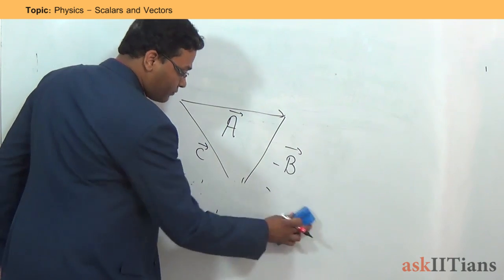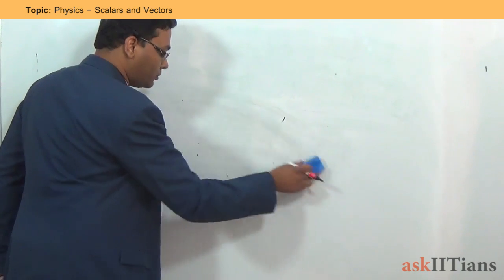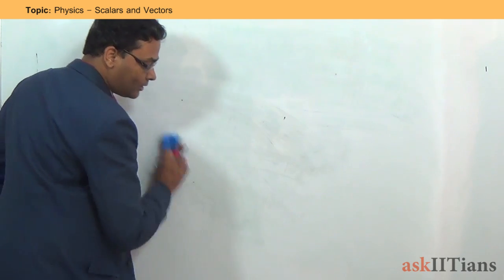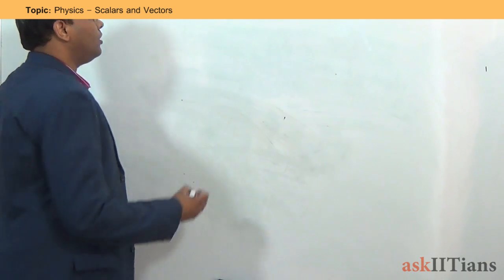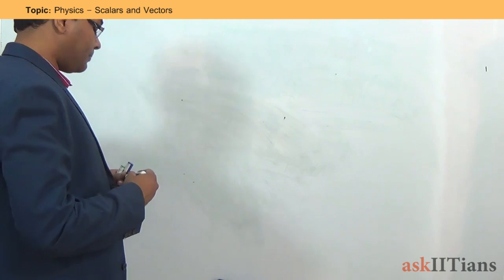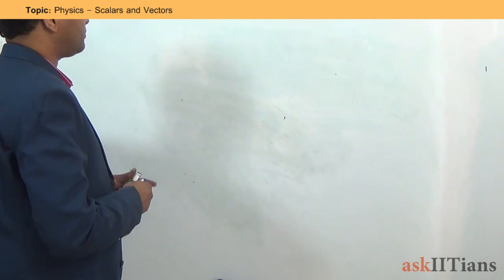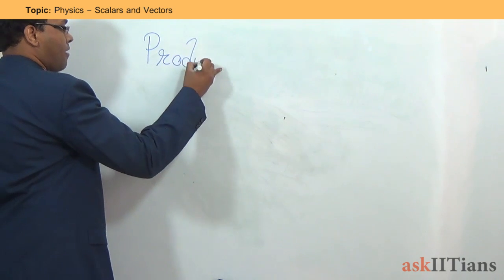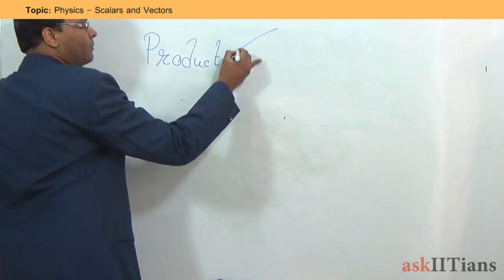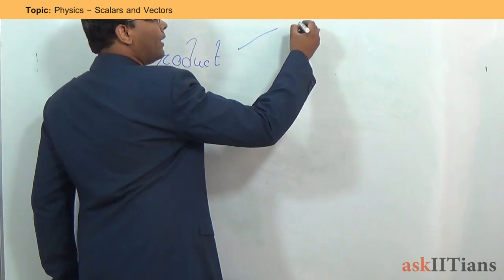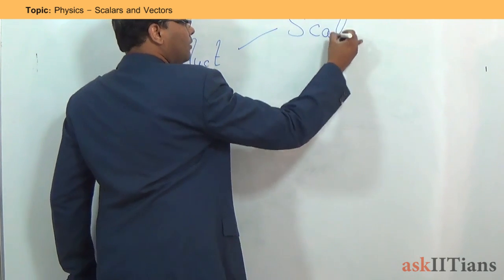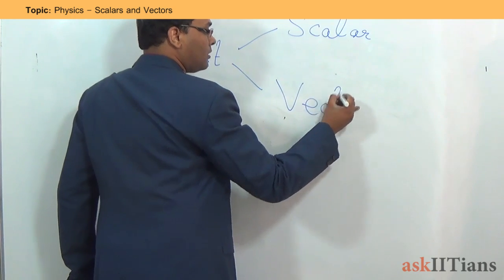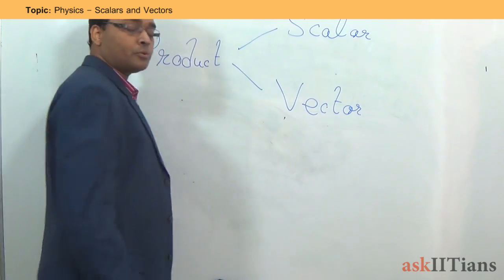Now we go into the next one, that is what is known as the product of two vectors. There are two ways to find out the product. So the first way, let me write that. The product of two vectors can be classified into two parts. One is known as the scalar product, and the other one is known as the vector product.